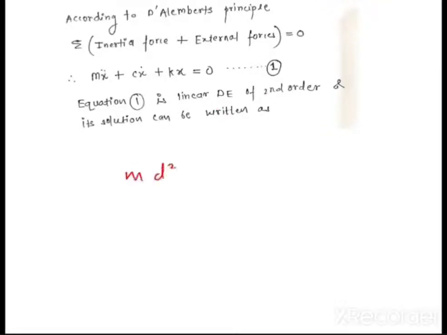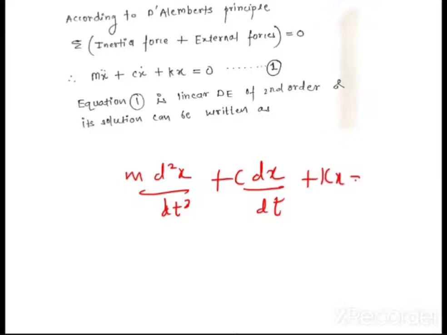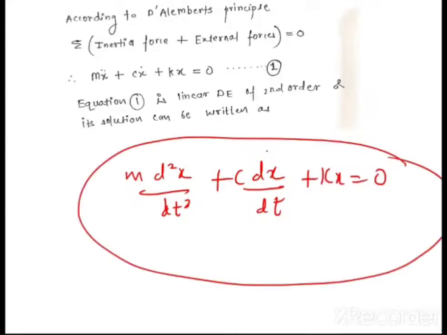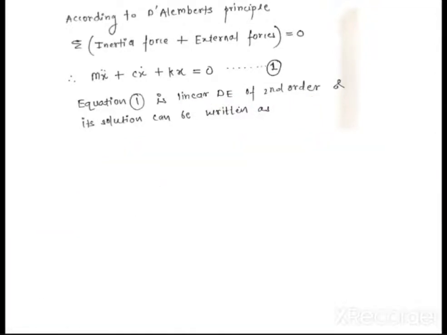Now mx double dot means m into d square x by dt square, plus c into dx by dt, plus k into x is equal to 0. If you look at this equation, it is called a linear differential equation of second order, because the highest power is 2. And its solution can be written as, anybody can tell me? We have already studied it in mathematics. What is the solution, as per the math, for this linear differential equation of second order?